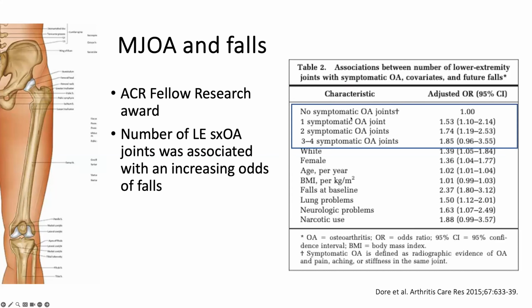And you can see that people with no symptomatic osteoarthritis joints in their lower extremities were the reference group. If they had one joint, they were 50% more likely to fall, 2 joints, 75%, 3 to 4 joints, 85%. And this was adjusted for known risk factors for falling, including race, sex, age, BMI, having previous falls, having other comorbid conditions, and using narcotic medications, which is also associated with falling. So seems to be important for other outcomes as well and really needs to be considered in those settings.